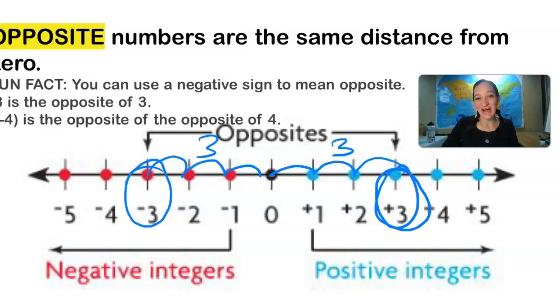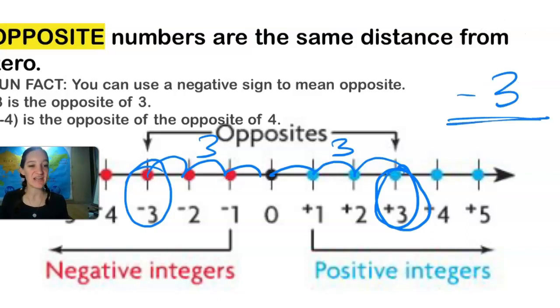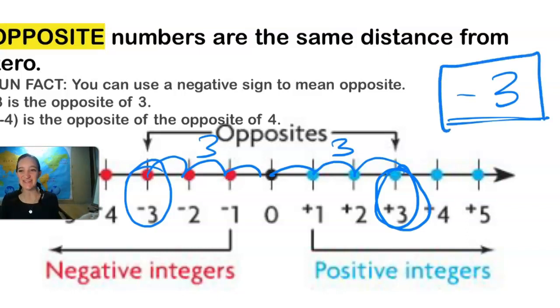Another fun fact about opposites is that you can actually use the negative sign to mean opposite. So -3 can be the same as the opposite of 3. So there are 2 ways that you can say this number right here. You can say -3 is the opposite of 3, or you can also say 3 is the opposite of -3.